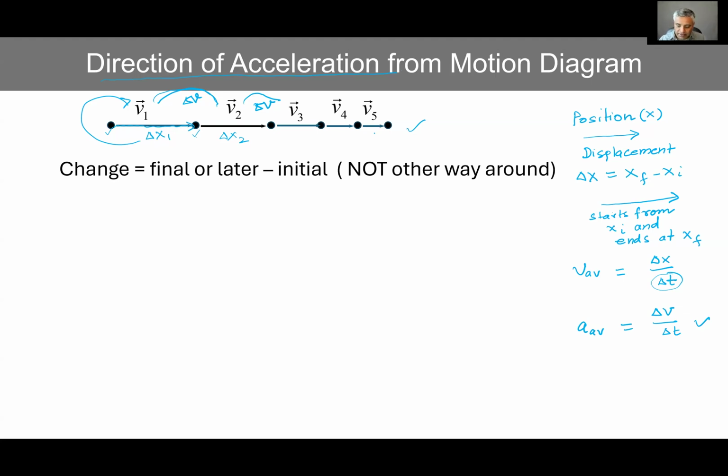Okay, so this is a motion diagram. Average acceleration is change in velocity divided by time interval. It is fixed, and it means here change in time or time interval is fixed, and scalar means it does not have direction. That means direction of acceleration is same as direction of change in velocity. Not the direction of velocity, but change in velocity.